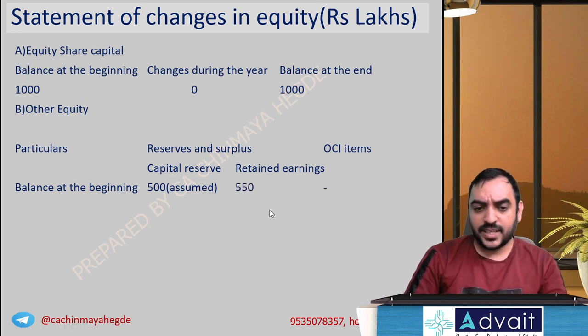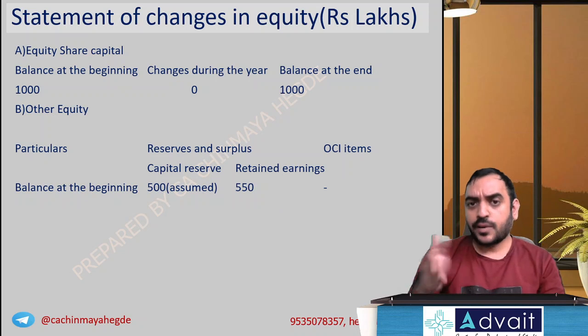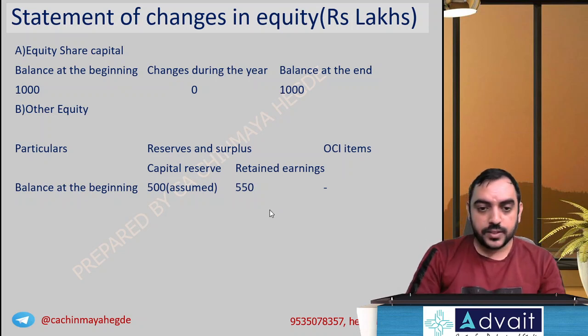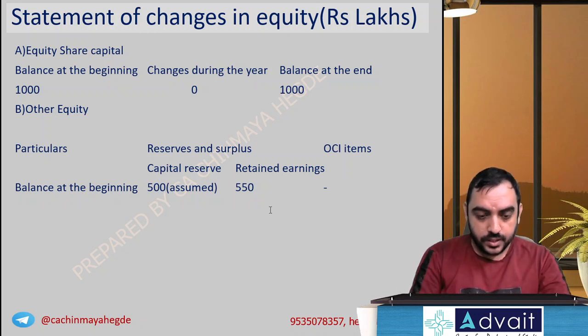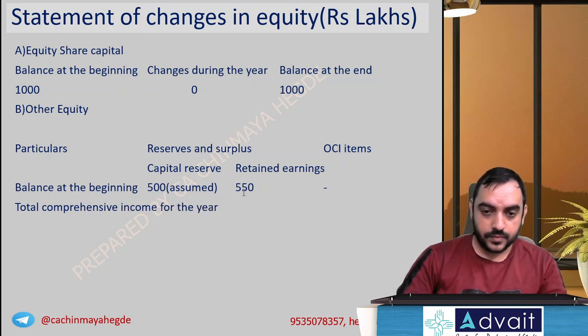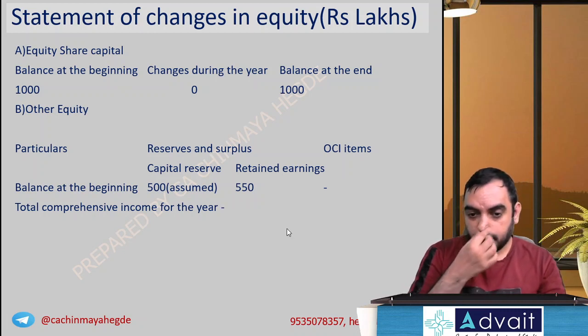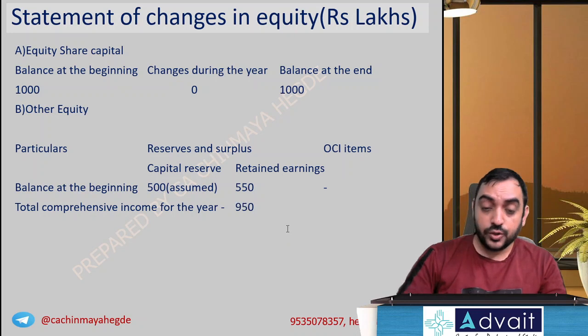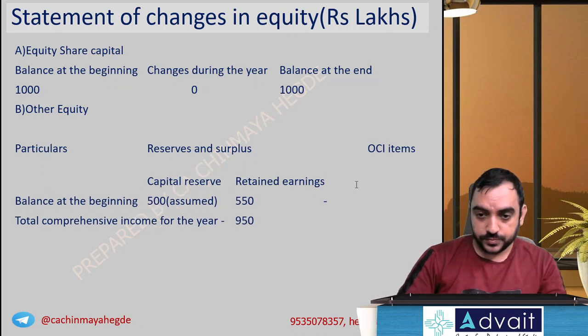There is no OCI item, it's all blank. You can ignore the OCI column. I'm writing only for your reference. Then income for the year, total comprehensive income for the year. Capital reserve nothing. Retained earnings 950. Or you can give one total also.